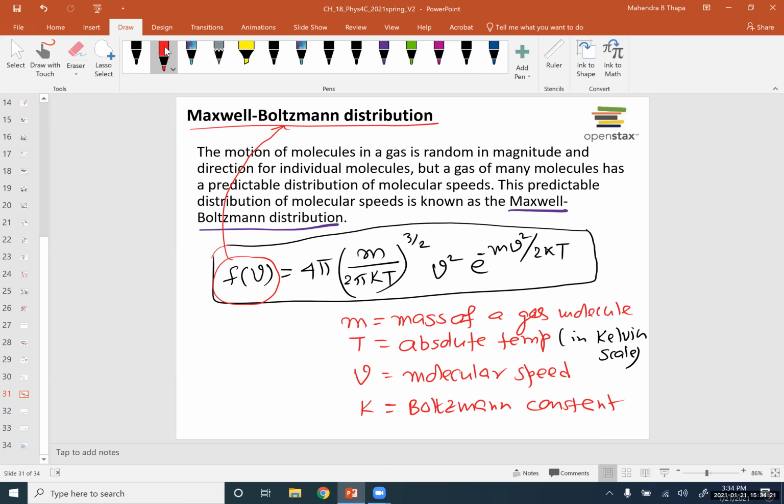So this is the plot that you saw before. If you plot v along the x-axis and this distribution function, meaning probability, along the y-axis, you get a curve like this. So this curve is actually plotted from this equation.